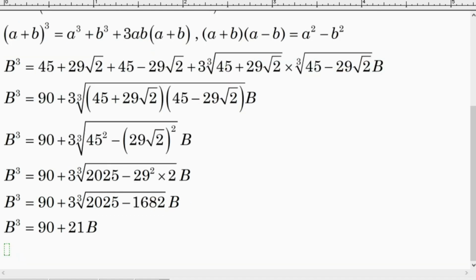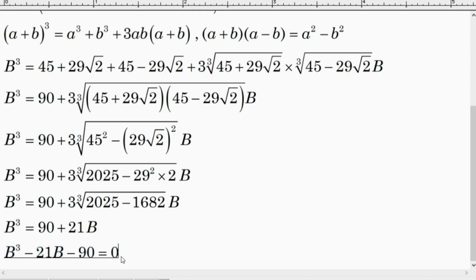So we need to solve that equation. Let me move everything on the right-hand side to the left-hand side. We will get B cubed minus 21B minus 90 equal to 0. Then we have to solve this equation. In order to solve it, we have to find a simple root for this equation.